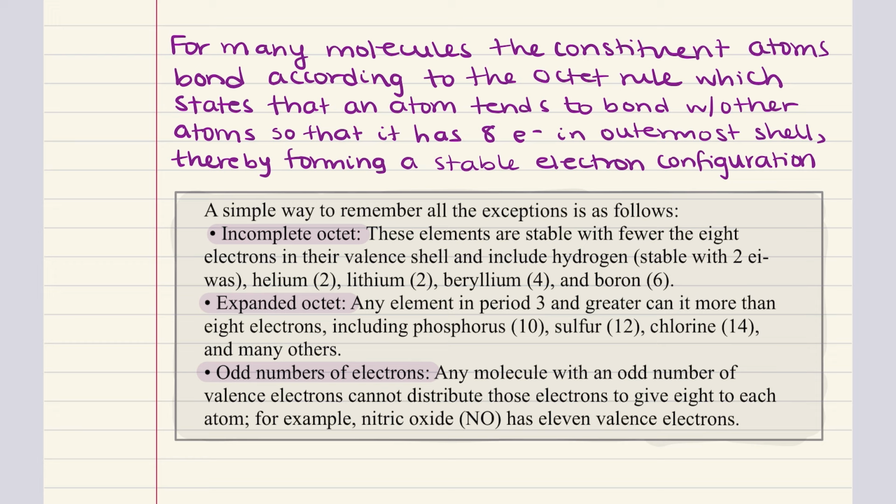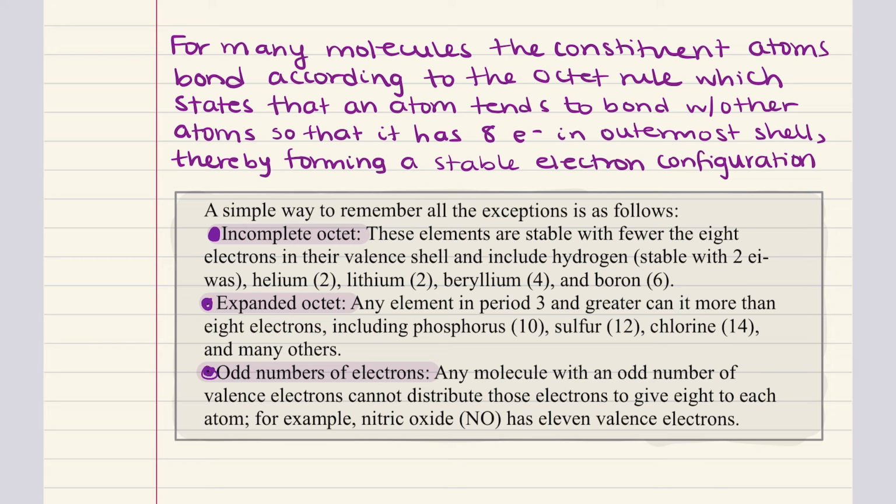The 3 exceptions that we covered is 1, incomplete octet. There are elements that are stable with fewer than 8 electrons in their valence shell, and they include hydrogen, helium, and lithium, which are all happy and stable with 2 valence electrons, beryllium, which is stable with 4, and boron, which is stable with 6 valence electrons. The second rule was the expanded octet. Any element in period 3 and greater can have more than 8 electrons. This includes phosphorus, which can have up to 10 valence electrons, sulfur with up to 12, chlorine with up to 14, and there are many more examples of this.